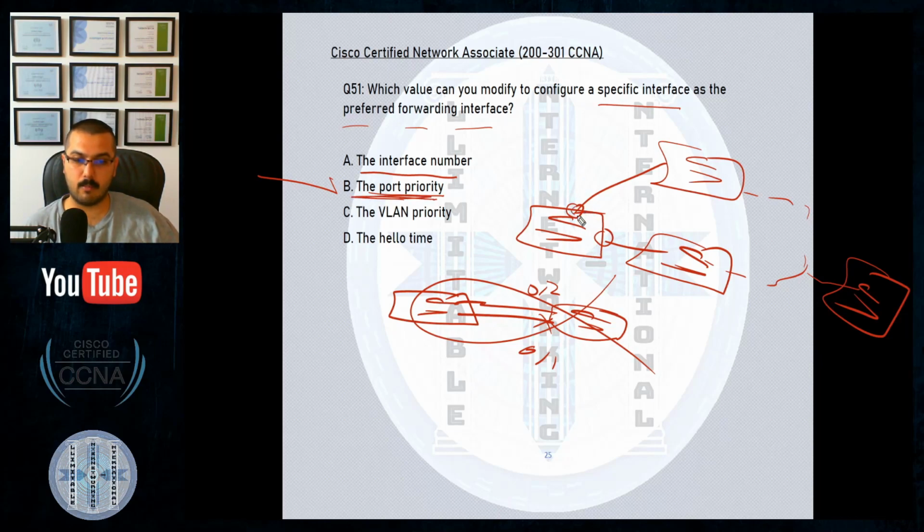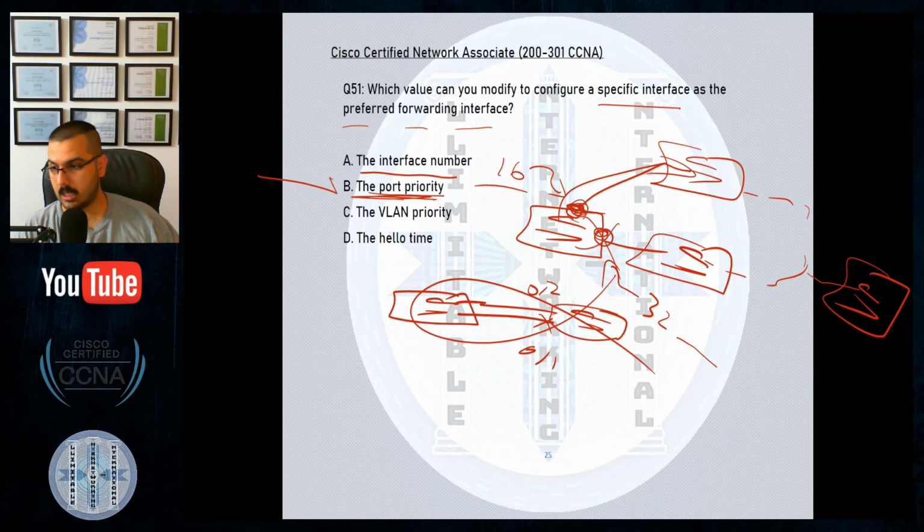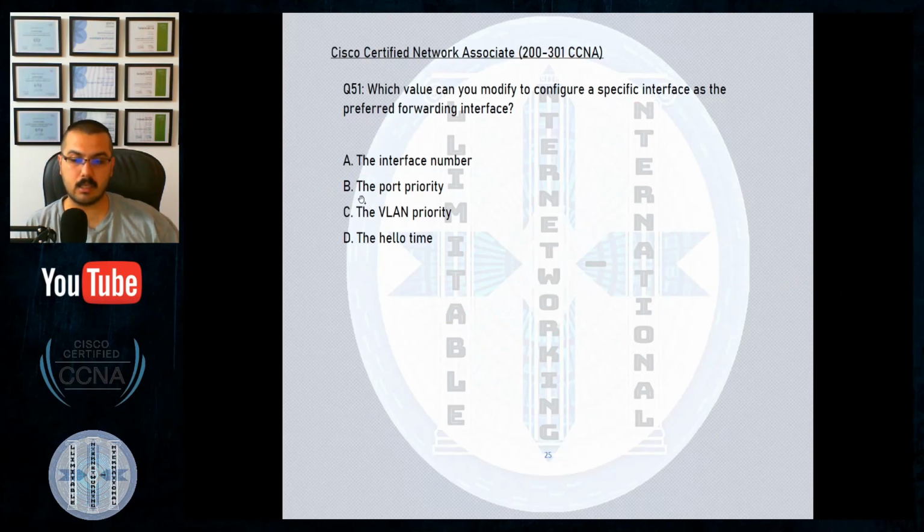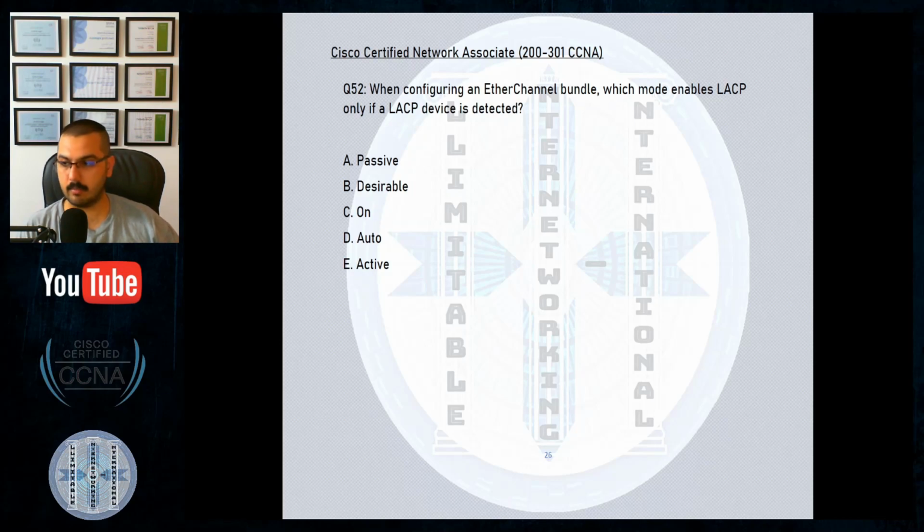You can enter this command on this interface and give it a much lower priority, like 16, and leave this one on the default, which may be 32,000 something. This one will be lower, so this one will be active and forwarding, the other one will be alternate and blocking. Okay, so that would be B in the spanning tree. You might see in the slides, at the end of the slides, that the correct answer is A. Sorry, that will be B, because they are already uploaded.